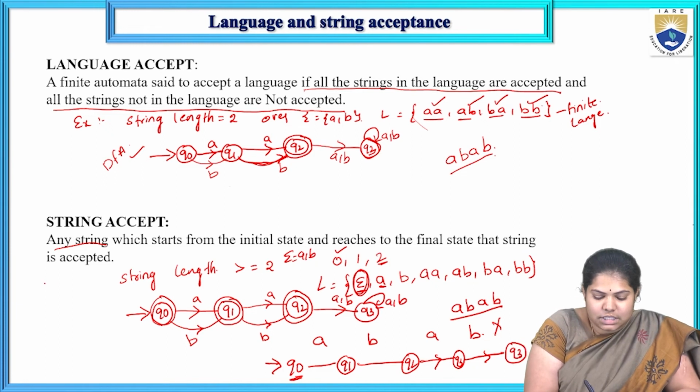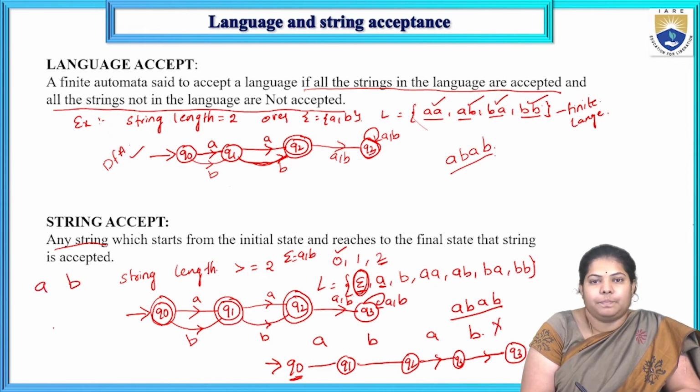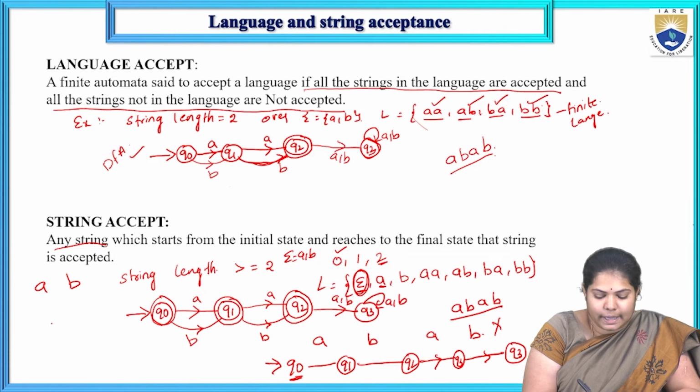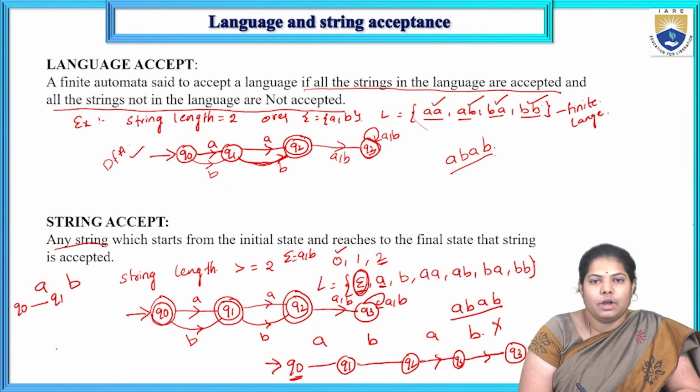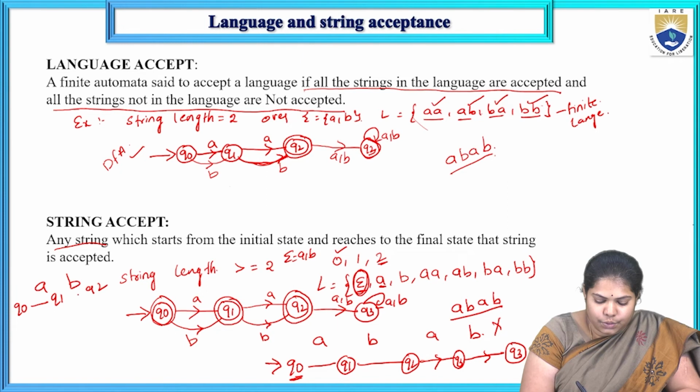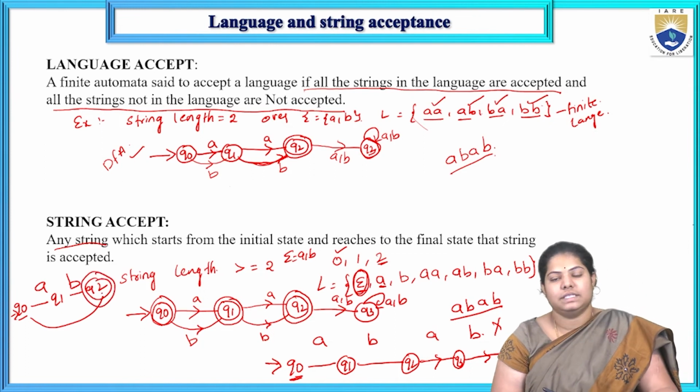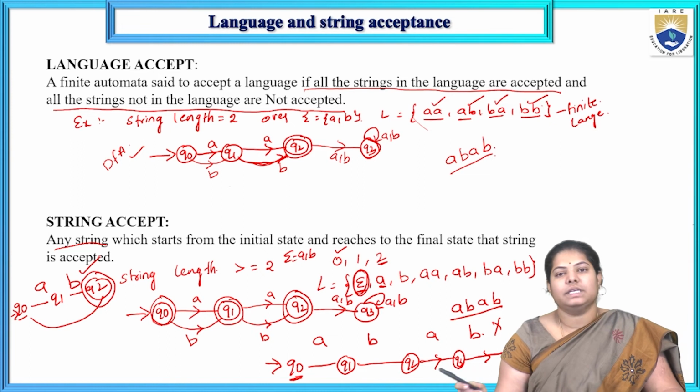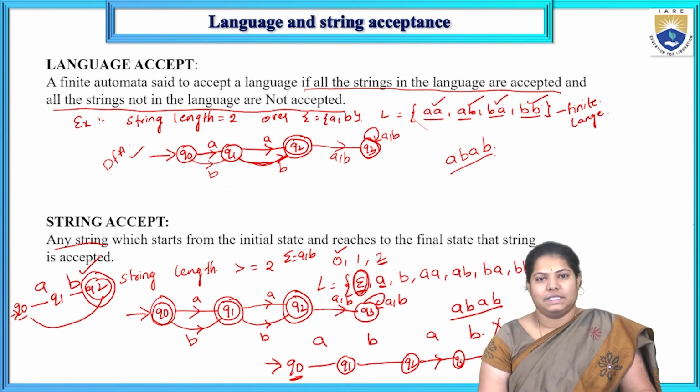Now if I take a string called AB, I start with Q naught. On seeing A, I reach Q1. On seeing B, I reach Q2. That means I start with the initial state and reach a state called Q2, which is a final state. Therefore, this particular string will be accepted.